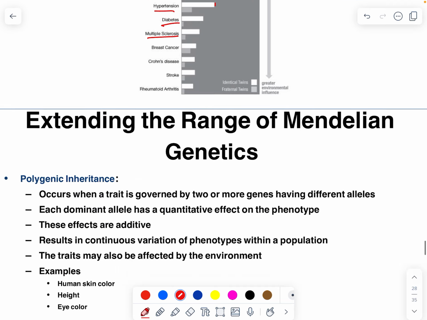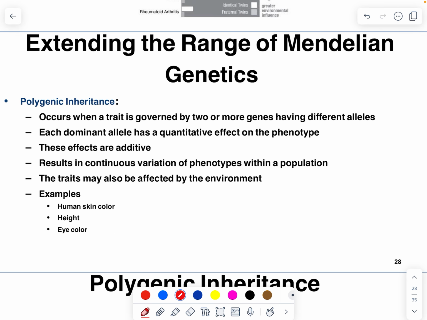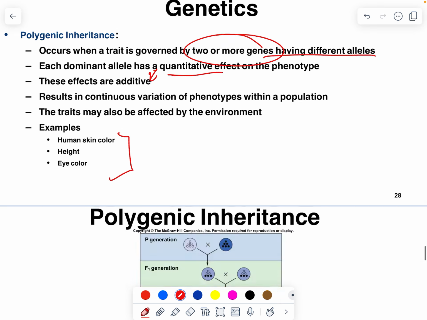Never. Okay? Polygenic inheritance occurs when a trait is governed by 2 or more genes having different alleles. So 2 or more genes. Okay? So each dominant allele has a quantitative effect, which means like an additive effect. There it is. There's that word. Didn't read ahead. And so examples: skin color, height, eye color.